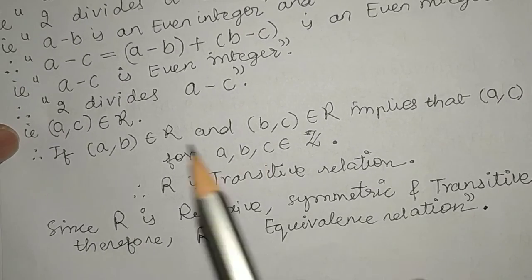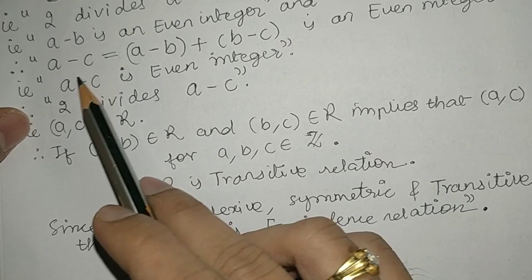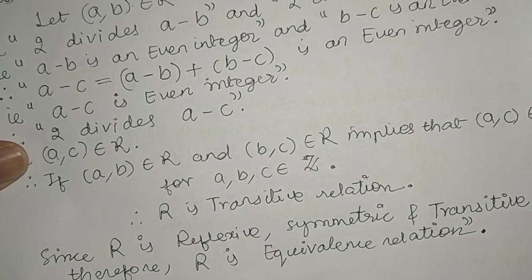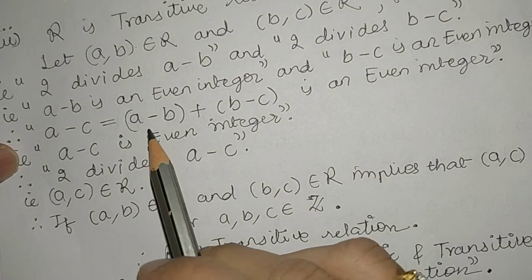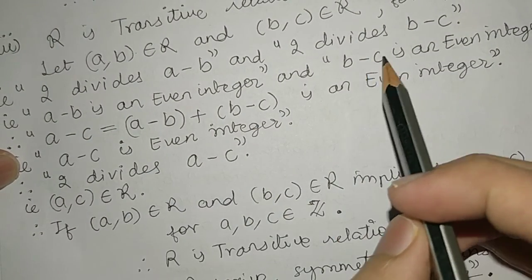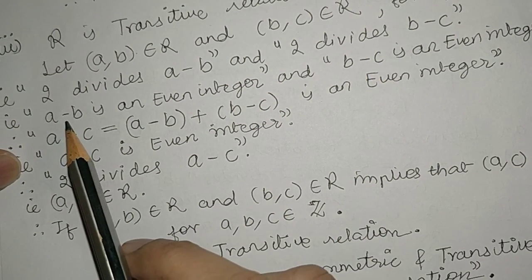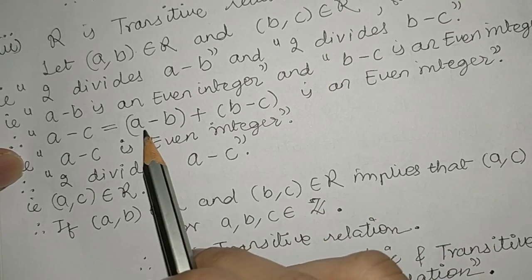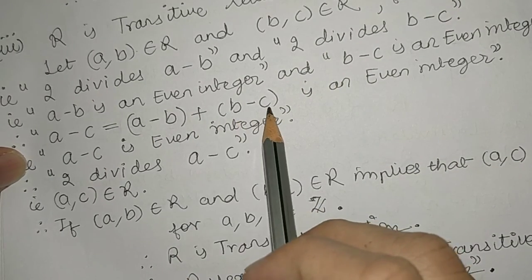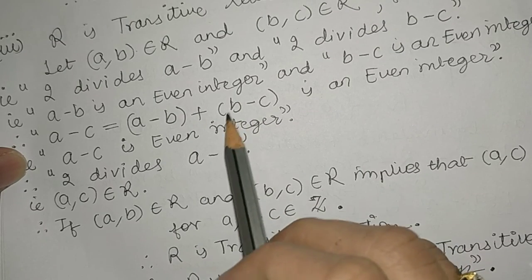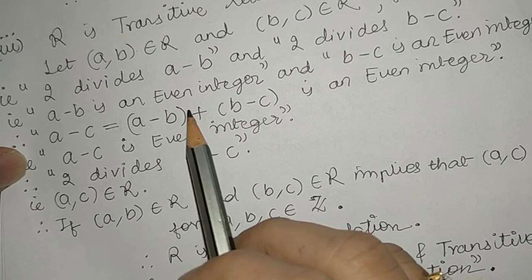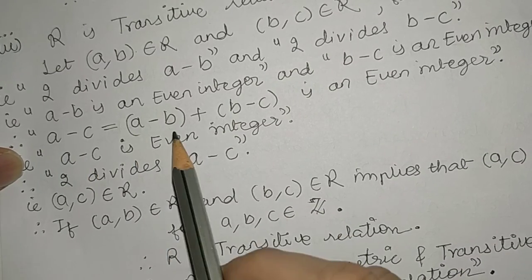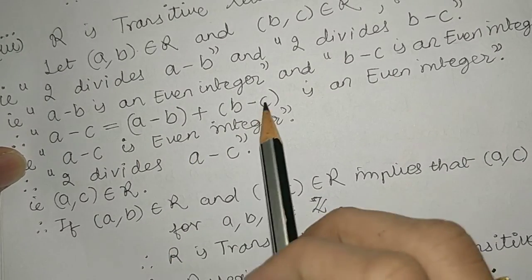Now if you look at a minus c, how can we write that using a minus b and b minus c? We can just add them. A minus b plus b minus c: minus b and plus b get cancelled, and a minus c is what we get. So a minus c we can write as a minus b plus b minus c.